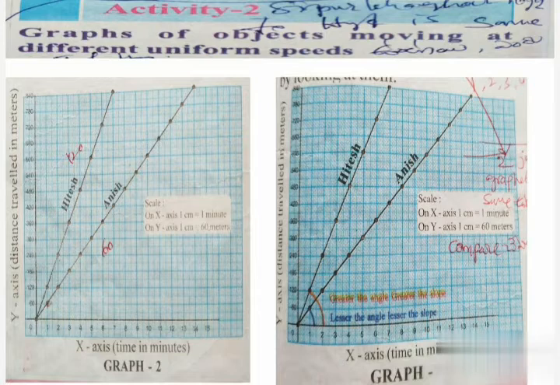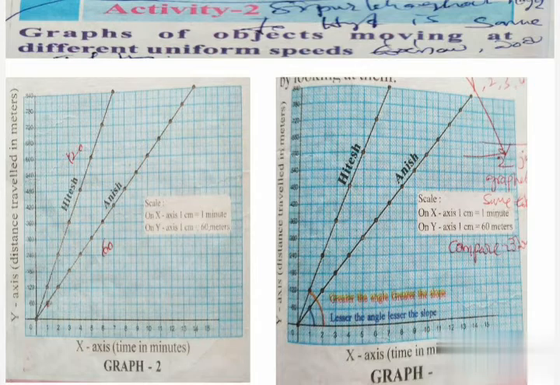So here two graph lines will be there: Anish's graph line and Hitesh's graph line. These two graph lines make some angle with the x-axis. To say whose speed is greater, we should look at the angle that the two graph lines make with the x-axis. So we can estimate the slope of the graph lines from these angles. The greater the angle, the greater the slope of a graph line.